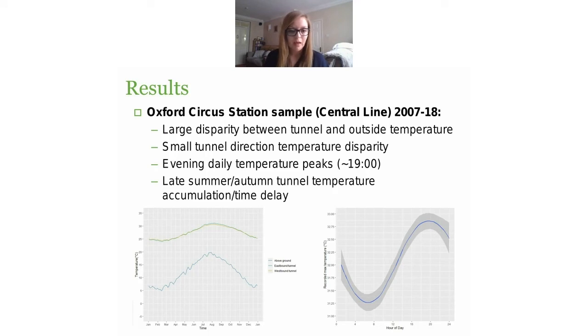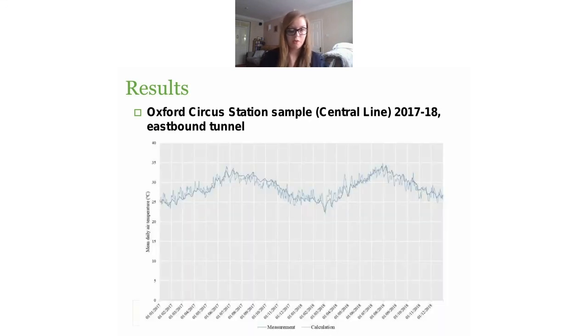Okay. What I have done is try to take these variables and model the temperature data for above ground, and I've mapped it here on the central line, Oxford Circus eastbound tunnel. The measurement is the dark blue, so that's the data from the data loggers at the platform. Mapped it according to the calculation in the lighter blue for 2017, 2018. So this is a daily average.